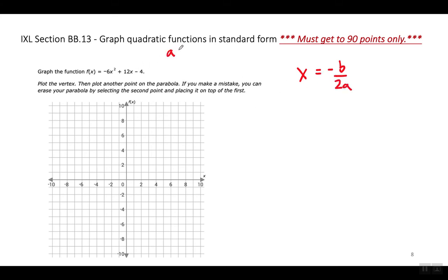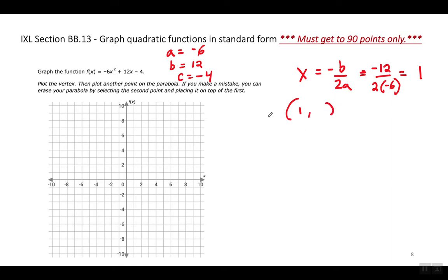In this quadratic function, a is negative 6, b is positive 12, and c is negative 4. So when I substitute those values into the formula for the axis of symmetry, I'm going to have negative 12 divided by 2 times negative 6. That's going to be negative 12 divided by negative 12, which gives you positive 1. So the x-coordinate of the vertex is positive 1.